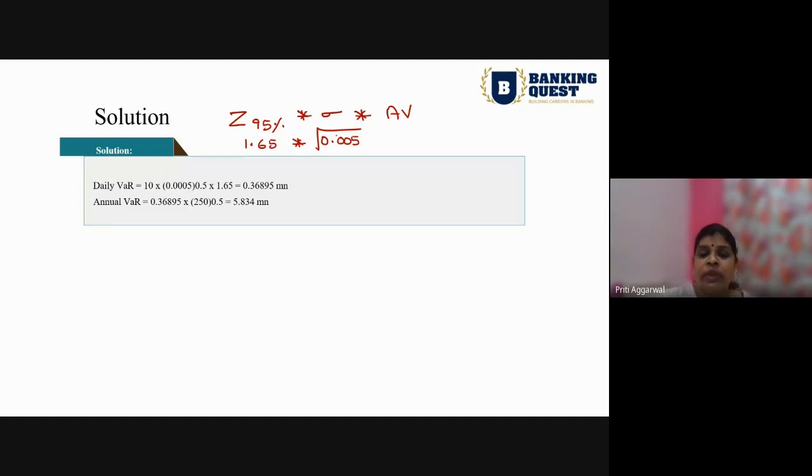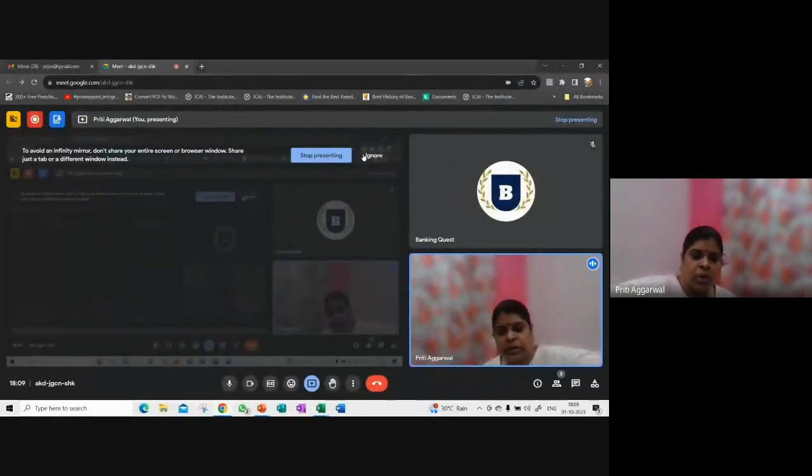This is something which we have to be very, very careful about. When you're writing your examination, please read the question properly, because you may consider this to be the standard deviation and everything will go topsy-turvy. So it is always better that you first read the question carefully, understand the question well, and then start the solution, because the solution is not that tough.